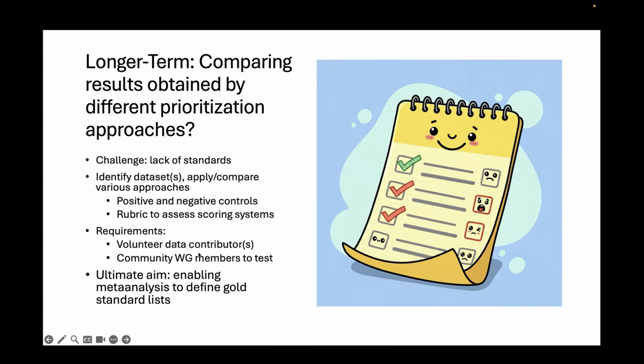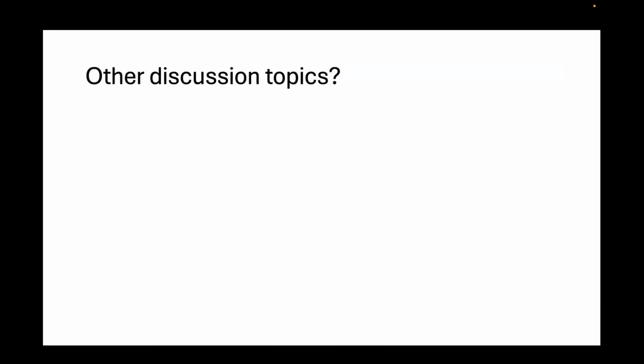To do this, we would need volunteers, so data contributors, as well as community members of the working group to test it, with the ultimate goal of defining the gold standard list, as Eric was alluding to. So now I wanted to open this up to all of you. These were some of the discussion topics that we've thought about, but we want to hear what you think. Is this capturing what's on your mind? Do you have other thoughts? You can paste it in the chat or raise your hand and we can open this up. Any thoughts?